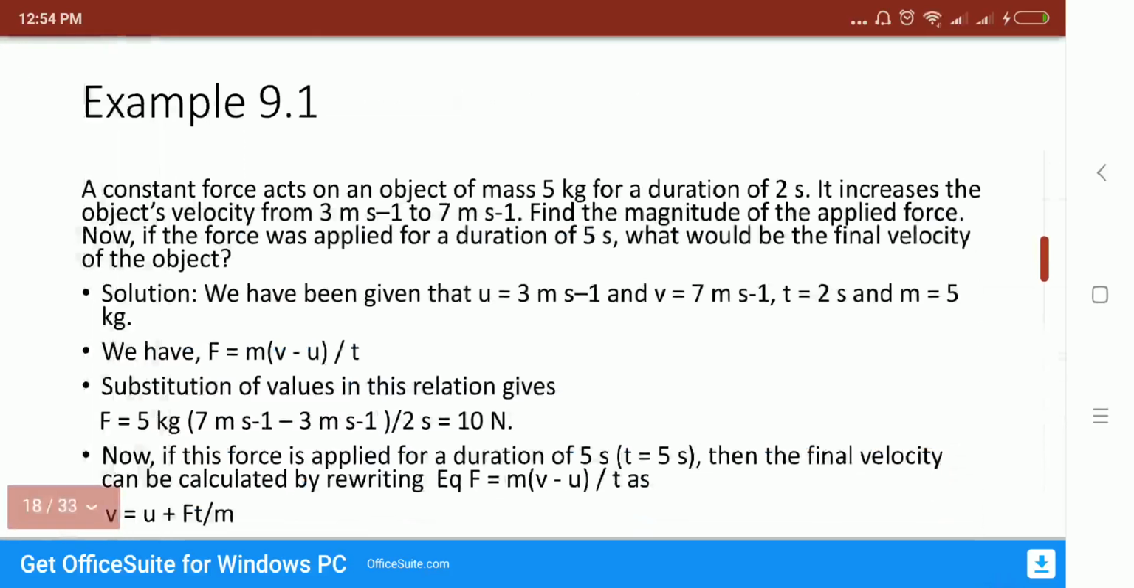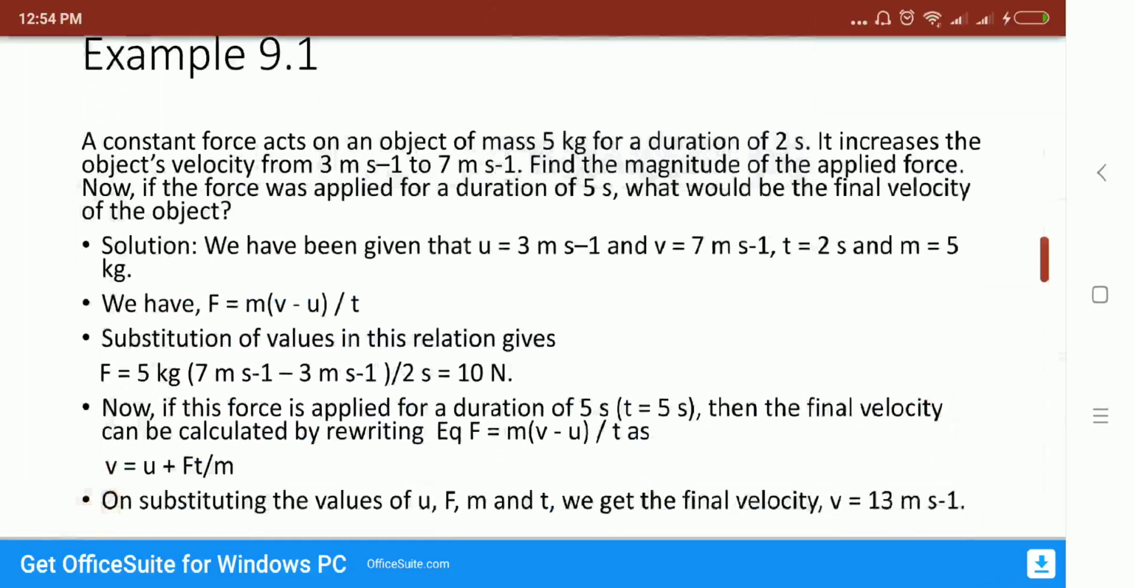Let us go through an example. A constant force acts on an object of mass 5 kg for a duration of 2 seconds. It increases the object's velocity from 3 meters per second to 7 meters per second. Find the magnitude of the applied force. Now, if the force was applied for a duration of 5 seconds, what would be the final velocity of the object? Two conditions are applied.